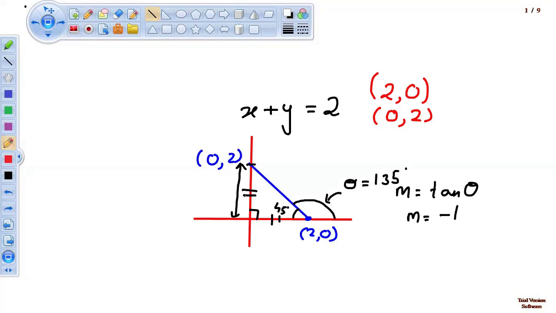And y-intercept is basically the part of the y-axis it's cutting. Like this length is the y-intercept. In this case, y-intercept is 2. One way is to graphically solve it, but this is very time consuming. An easier way to solve this is through slope-intercept form.